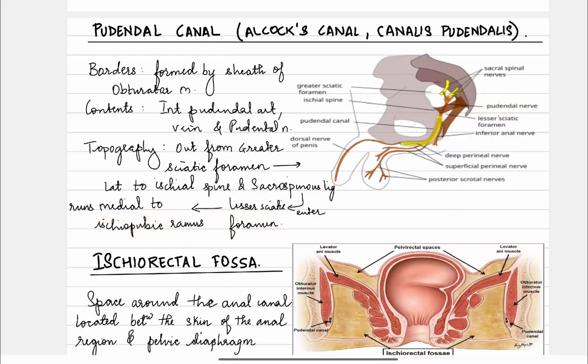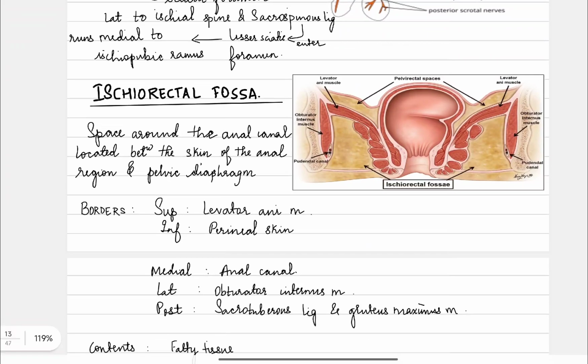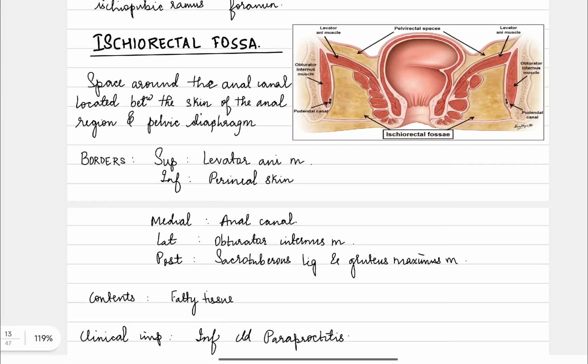You could see here, the pudendal nerve, it is running through this canal, which is called as Alcock's canal, Canalis pudendalis. Next is ischiorectal fossa. It is a space around the anal canal located between the skin of the anal region and pelvic diaphragm.